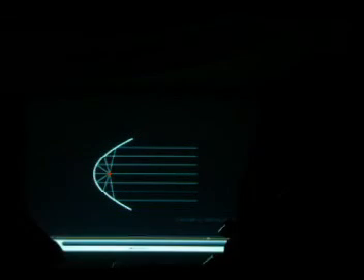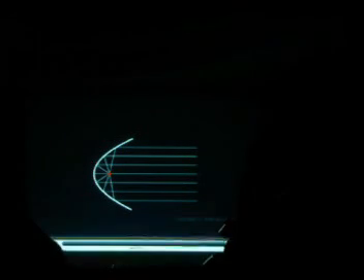If you have a parabolic reflector like this, you never get a perfect spotlight. These light rays never come out perfectly parallel, for two reasons. One is it's impossible to manufacture something perfect.